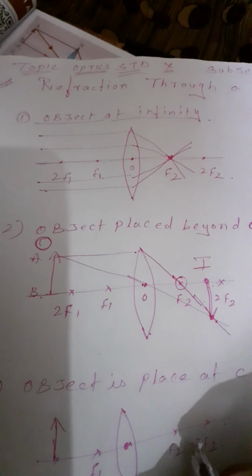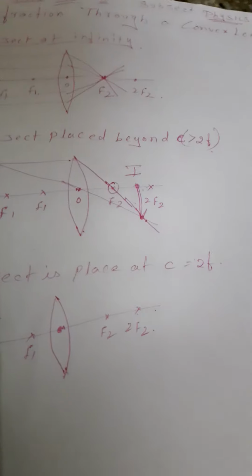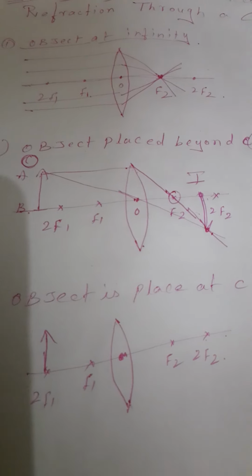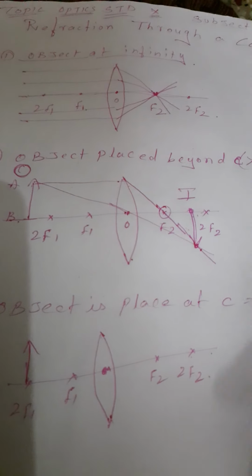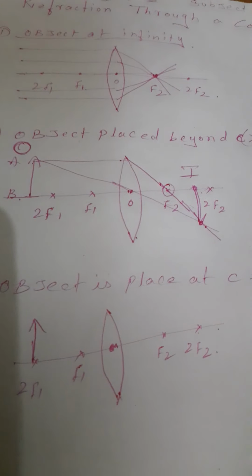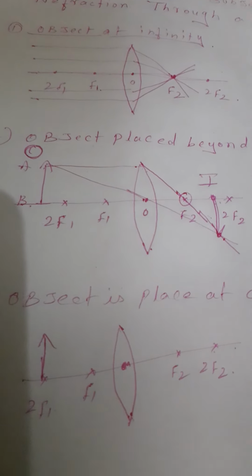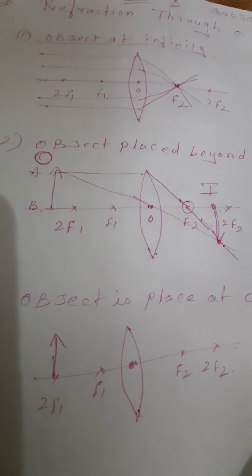The same way you have to draw. Before drawing, there is a trick to draw this. You can first notice where the image is formed. If you know where the image is formed, it is easy for you to draw and complete. The image is formed at 2F. The same way, on the opposite side, it will form at 2F.